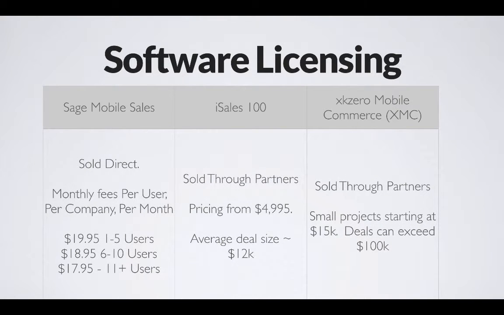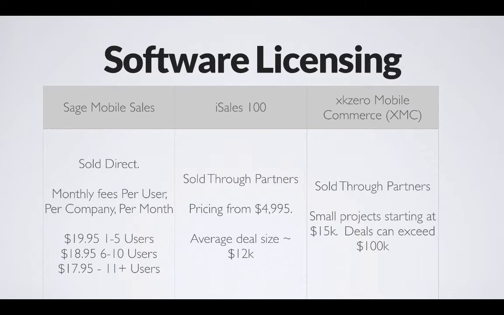And then in terms of pricing, I mentioned Sage Mobile Sales is sold direct, and the pricing for that is $19.95 for each of the first 5 users, and then a sliding scale down for that, again, based on per user, per company, per month. The pricing for iSales, we sell through Sage Partners. Our pricing starts at $49.95. That's for an inquiry-only version for unlimited users, unlimited companies. And then really the average price for the iSales solution is in the neighborhood of about $12K.